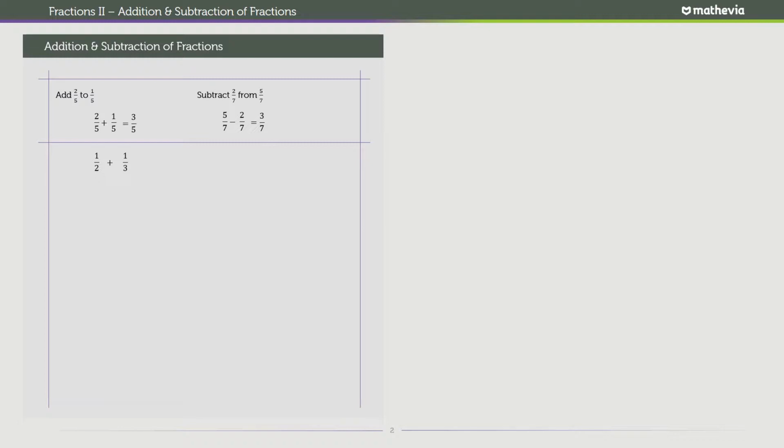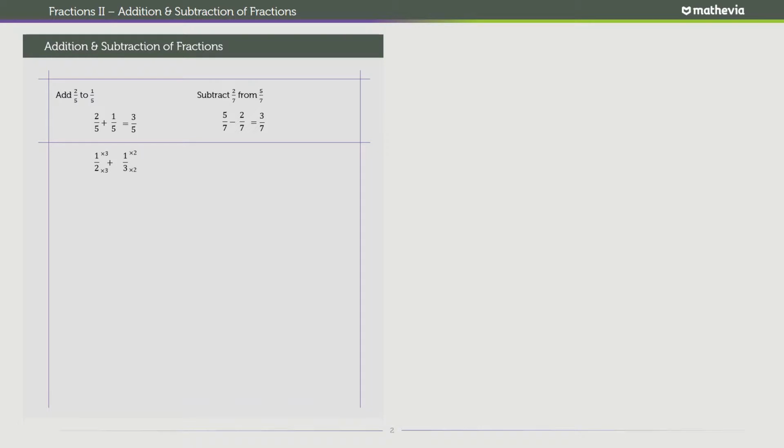Now, for a situation like this, where we have 1 over 2 and 1 over 3, where we have different denominators, in this case 2 and 3, what do we do about this? Now, if you recall from the last lesson, when we talked about equivalent fractions, you remember we can actually scale fractions up and create a common denominator for them. Do you recall that? Okay, so what we're going to do here is scale these fractions up, and we're going to create a common denominator.